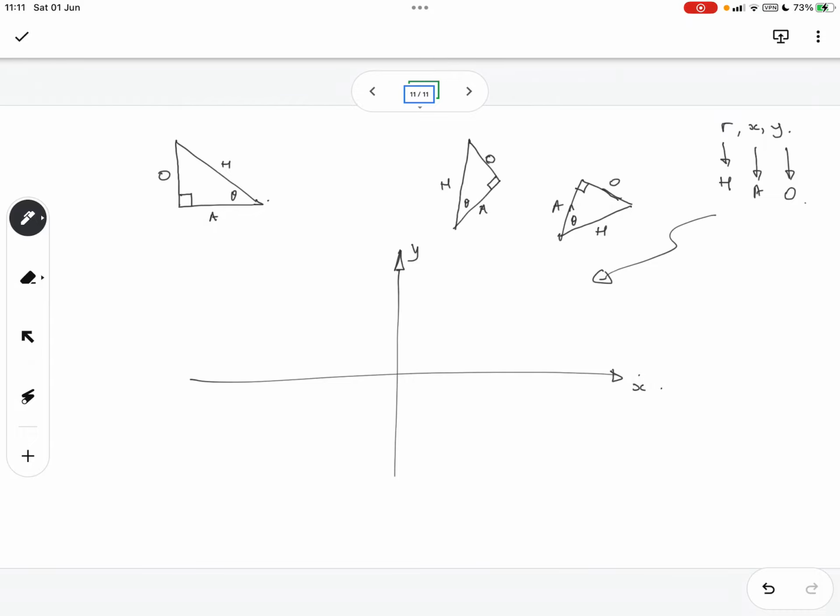And this helps us because we get distances or lengths of some of the sides. For an example, if we have on the x-axis from 0 to 1, 2, 3, and on the y-axis we also have 1, 2, and 3.